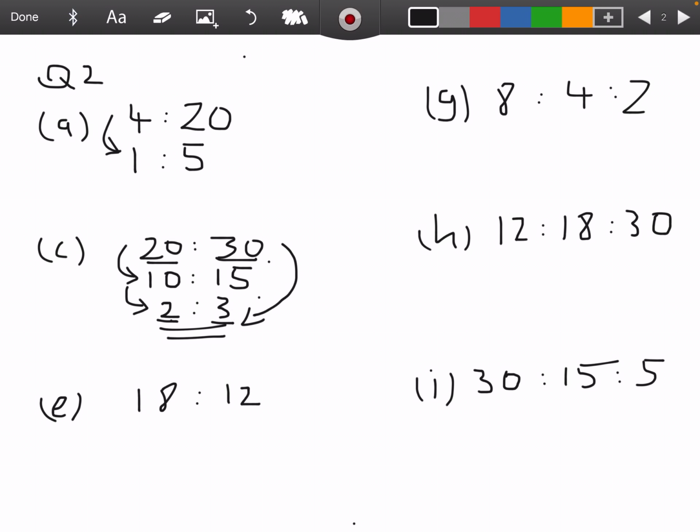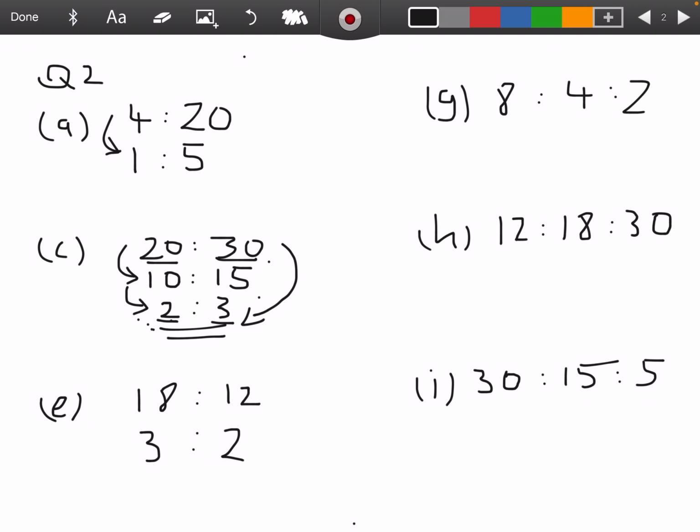I know 6 goes into both of those, so I'm going to divide that in. 18 divided by 6 gives me 3, and 12 divided by 6 gives me 2. So you can see almost the same as the ratio in part C, just they flipped the other way around.